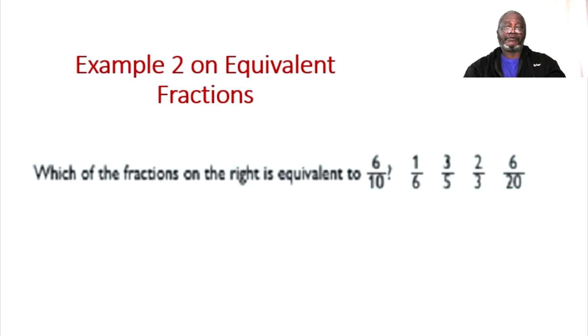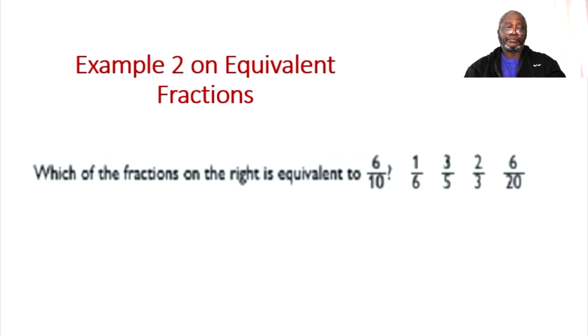Example 2 on equivalent fractions. Which of the fractions on the right is equivalent? Now this can be a little bit confusing. Again, arrange your numbers so that the lower numbers are the same, run from highest to lowest or lowest to highest, and then you compare with the top numbers. Now you have 6/10, but you have 1/6, you have 3/5, you have 2/3, you have 6/20. What do you think will be the answer? Let's check.